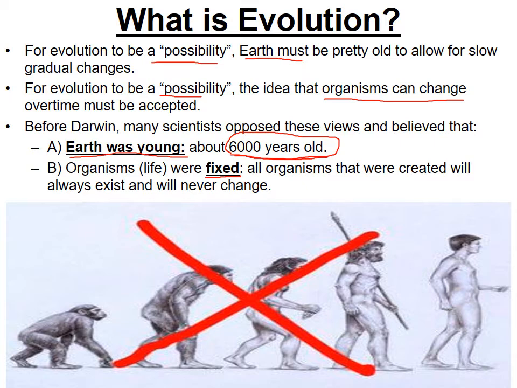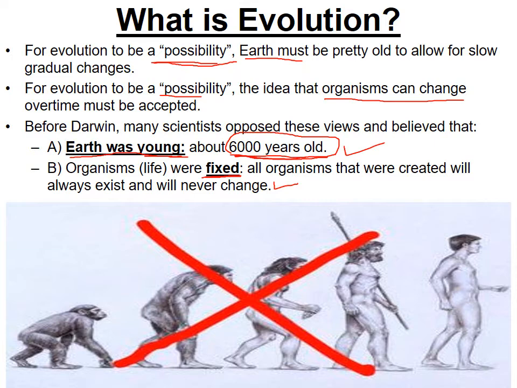So those are two main obstacles, right? For evolution to be a possibility, Earth had to be old to show that gradual changes are possible, and organisms have to be able to change. But those were two points that the church went against. Basically, Earth is young, saying 6,000 years old, and organisms' life is fixed. And so again, that went against the possibility of evolution altogether.